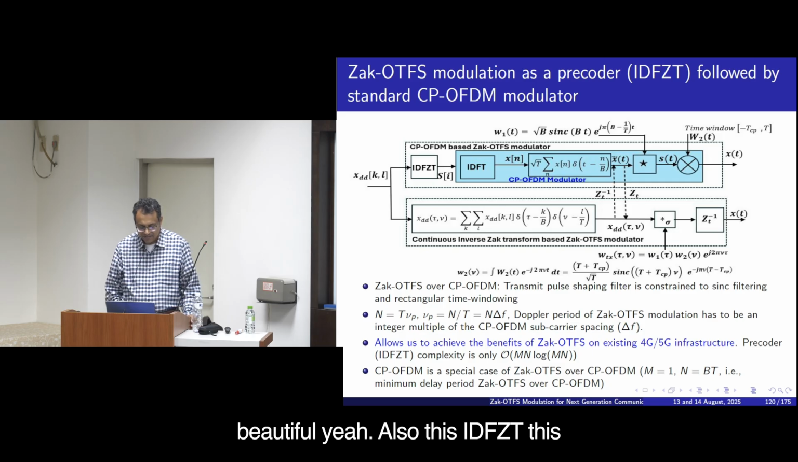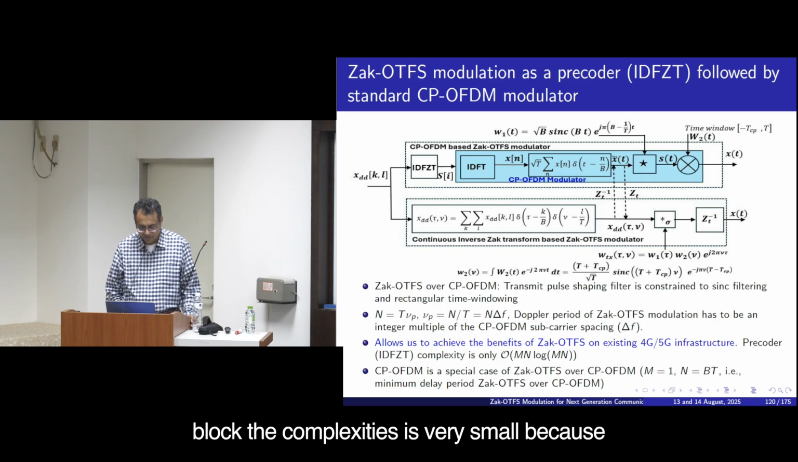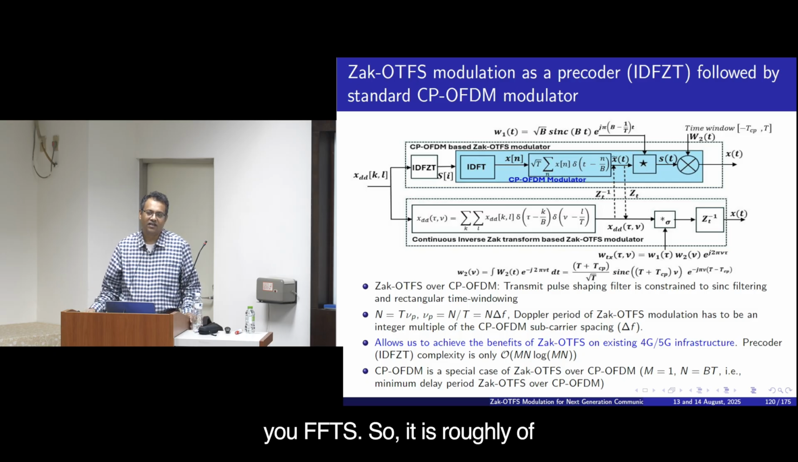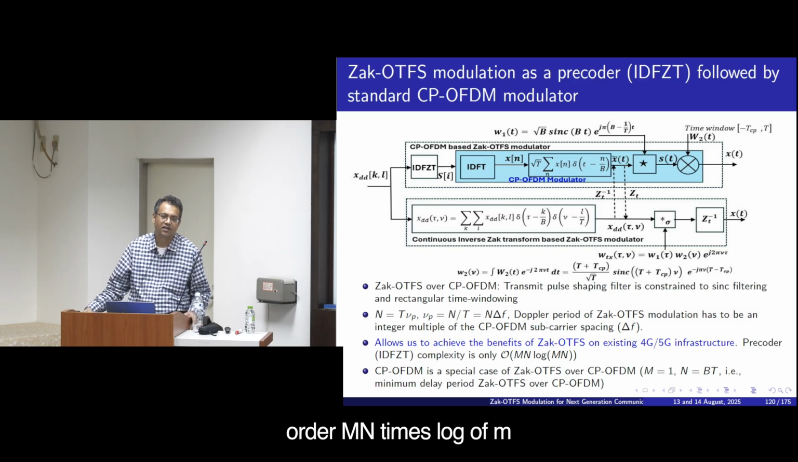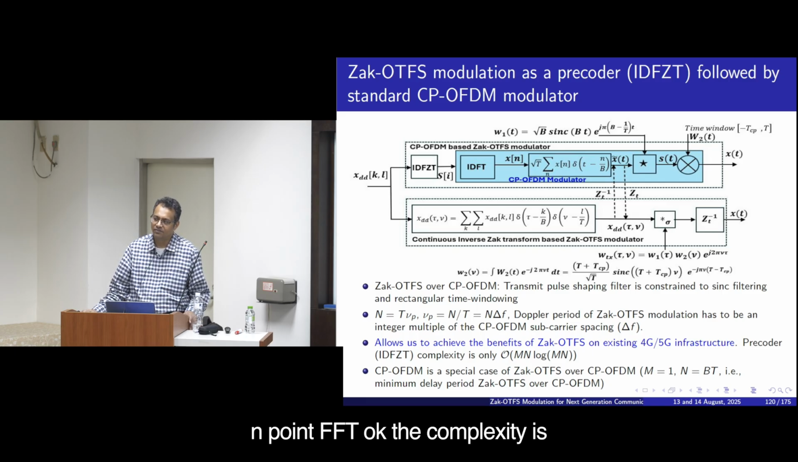Also, this IDZT block, the complexity is very small because you use FFTs. So it is roughly of order MN times log of MN. It is like doing an MN point FFT, okay. The complexity is less than that.